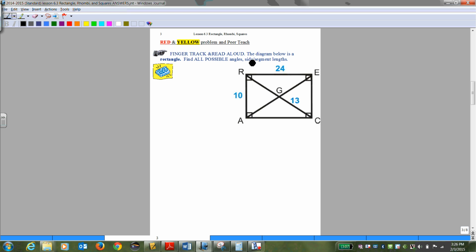So it says right down below, it's a rectangle. Let's look at some lengths we have. This is 24. This right here is 13. This is 10. And I ask you to first find all possible angles, segment, and side lengths. Now, the very fact that I tell you it's a rectangle gives you a ton of information.